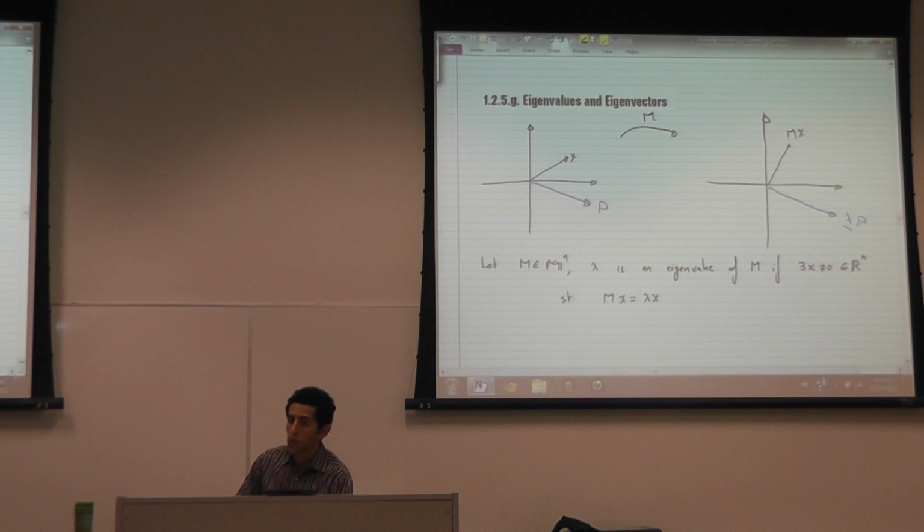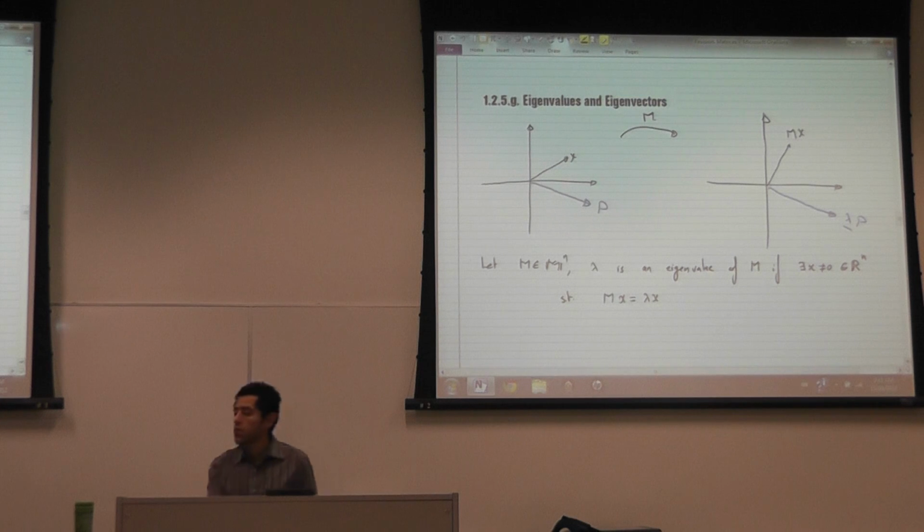So if there is a vector, when I multiply M by this vector, I get the same direction, but maybe shorter or longer. That's an eigenvector of M, and the eigenvalue is that multiplier. Eigenvalues and eigenvectors are very important, especially for symmetric matrices, because when you diagonalize them, and we're going to cover this, what you find on the diagonal are their eigenvalues.